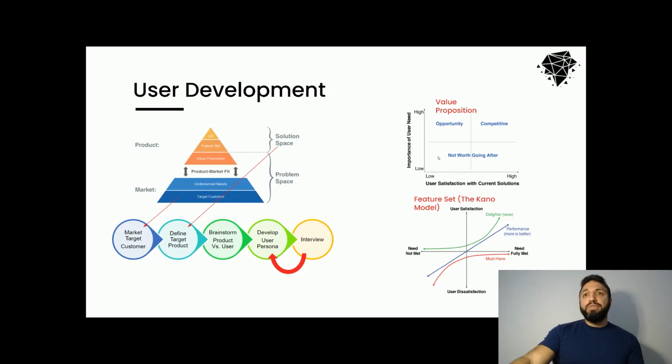And then if the need is low and the satisfaction with the current solutions is high, it's not worth going after. So let's take this quadrant, for example, where the need is low and the satisfaction is high. Say you're targeting to design a gaming mouse with XYZ features, and there is not that much need for that product, because the people that actually need that particular mouse are maybe 1% of the gaming population, which is not that big or important of a need.